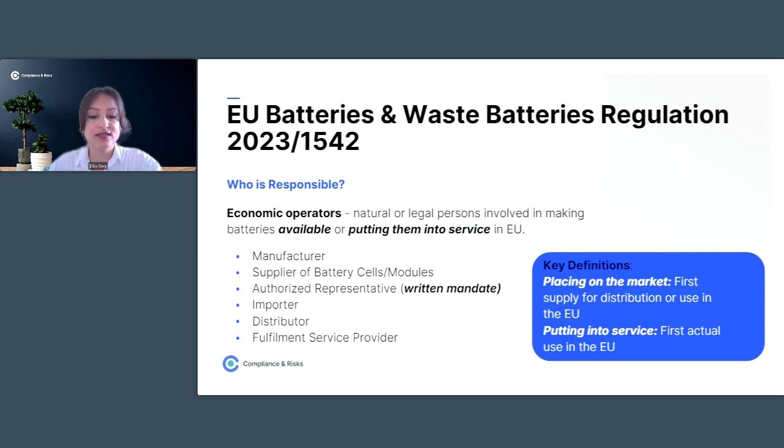There are also two other important definitions we have to understand. The first one is placing on the market, which means the first supply for distribution or use in the EU, and the second one is putting into service, which means the first actual use in the EU.